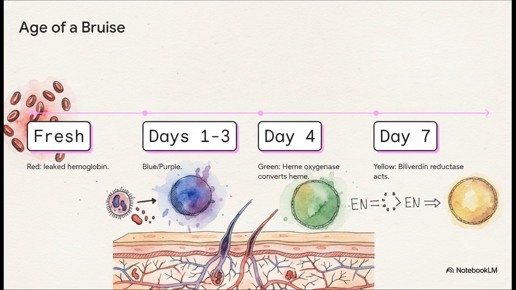By day 7, another enzyme converts it into bilirubin, turning it yellow. Do you see what this means? A green bruise on day 1 is medically impossible. If someone claims they were beaten yesterday, but they show you a green bruise, science literally proves their timeline is completely false.